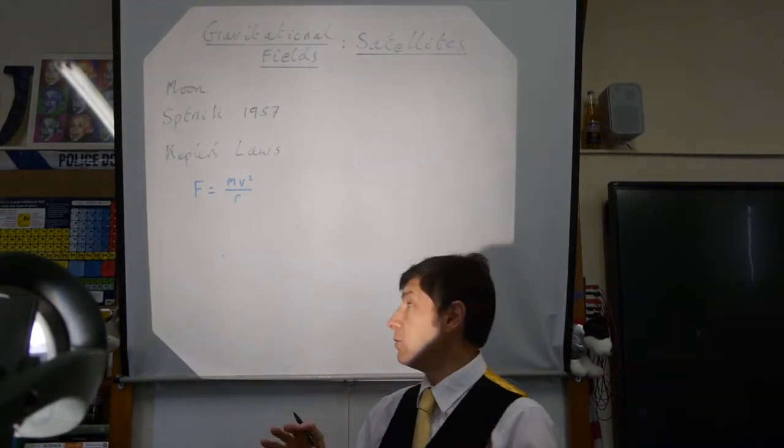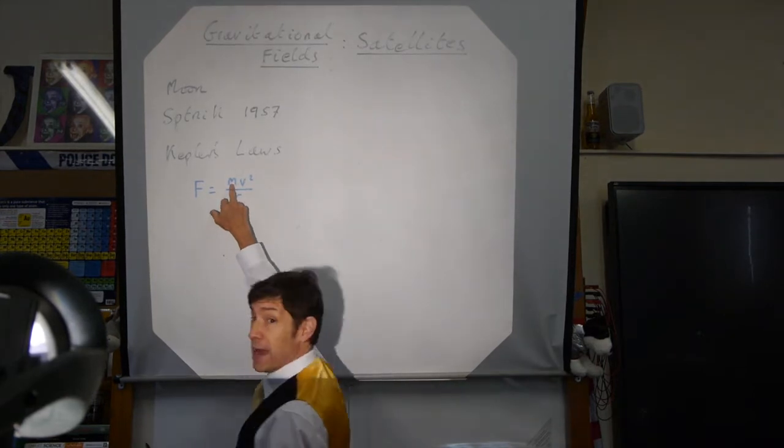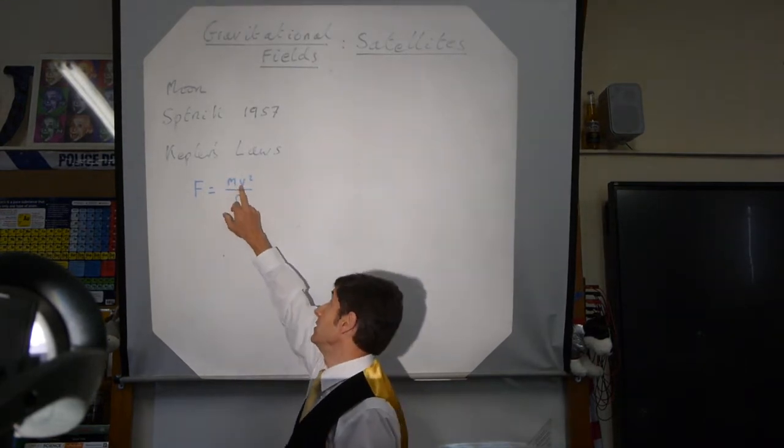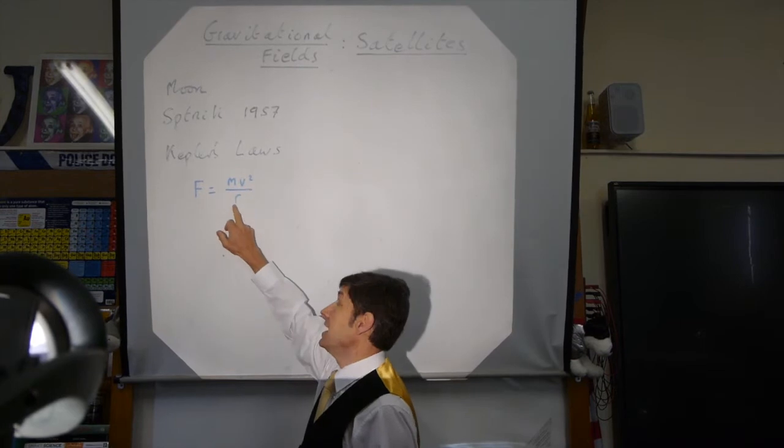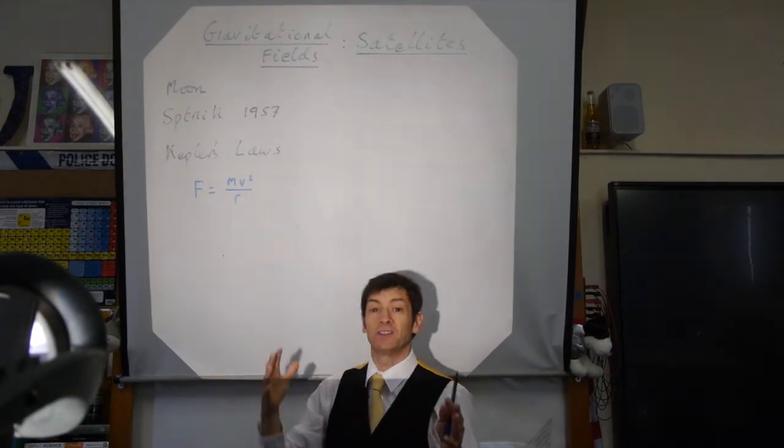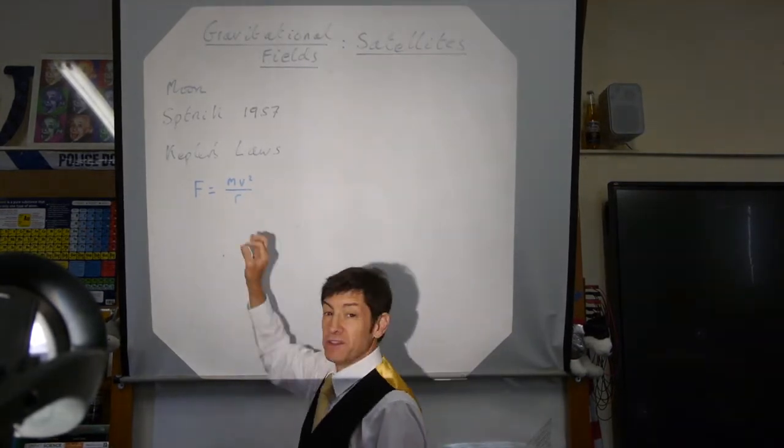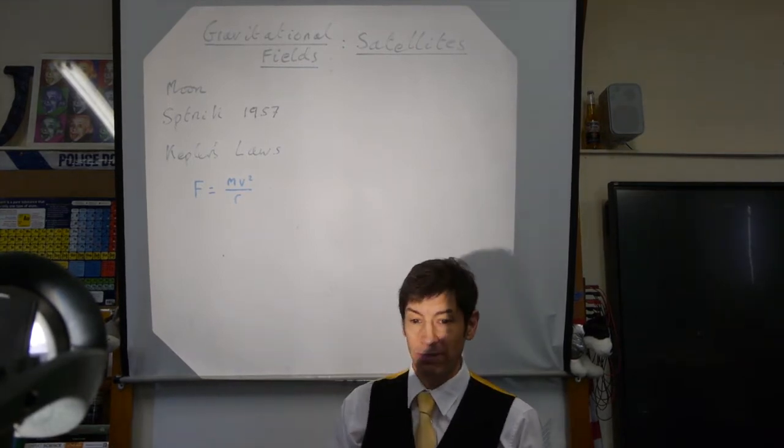Now, what's interesting is this m is the mass of the satellite. This v is the velocity squared of the satellite, and that r is the distance, remember, not from the surface of the Earth, but from the centre of the Earth, assuming it's a point mass.